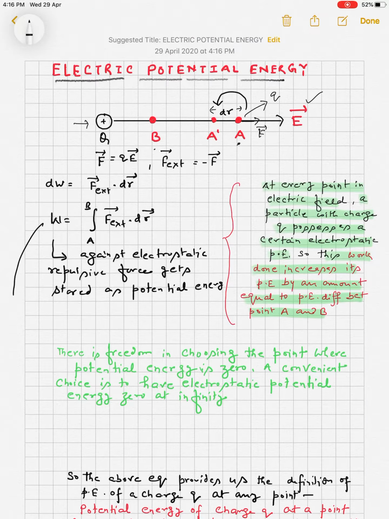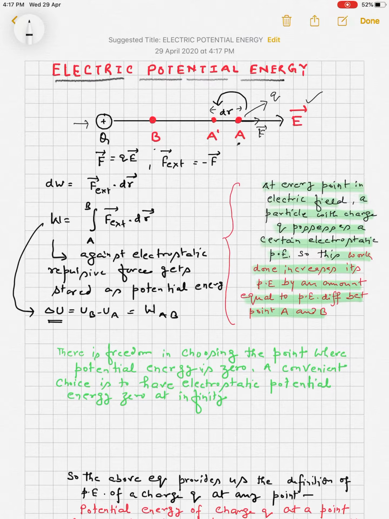So this W is equal to delta U, the potential energy difference, that is UB minus UA, because the charged particle is taken from A to B. So final potential energy minus initial potential energy is equal to WAB. This work done that is stored in the form of potential energy is equal to the change in potential energy, not only the energy at a point. This is the important thing about potential energy.